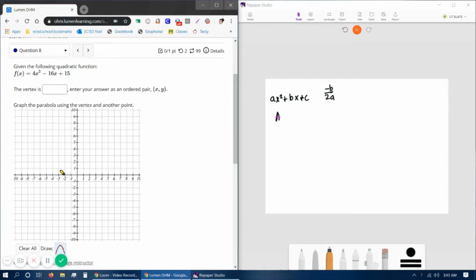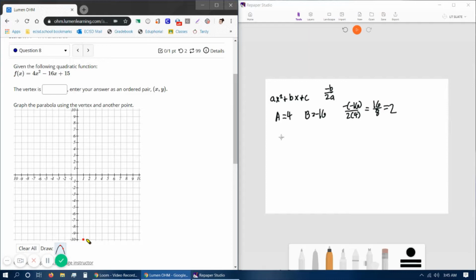My a value will be 4, and my b value will be negative 16. So I'll set up negative b over 2a as negative (negative 16) divided by 2(4). That will give me 16 over 8, which will give me an x-coordinate of 2. Now I can plug in 2 for x and evaluate my function to find the y-coordinate of the vertex.